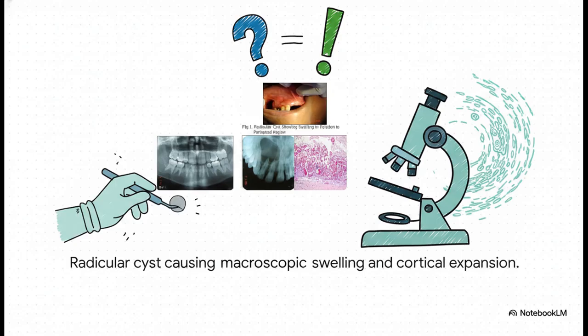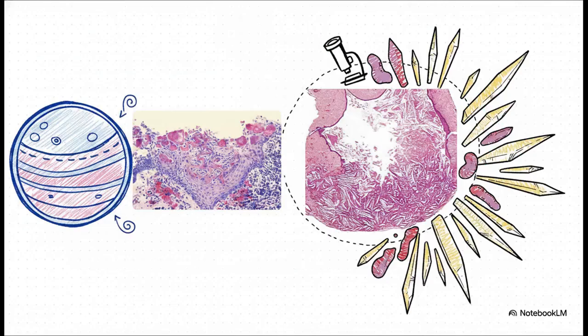It gives us the physical, tangible proof we need. Under the microscope, we leave pixels behind and look at the actual cellular architecture. On the left, you can definitively see the non-keratinized stratified squamous epithelium. That is literally the rubber wall of our water balloon. And on the right, those are cholesterol clefts. These fascinating little needle-like empty spaces are left behind by dying inflammatory cells. While they pop up in granulomas sometimes, they are highly characteristic of a radicular cyst.